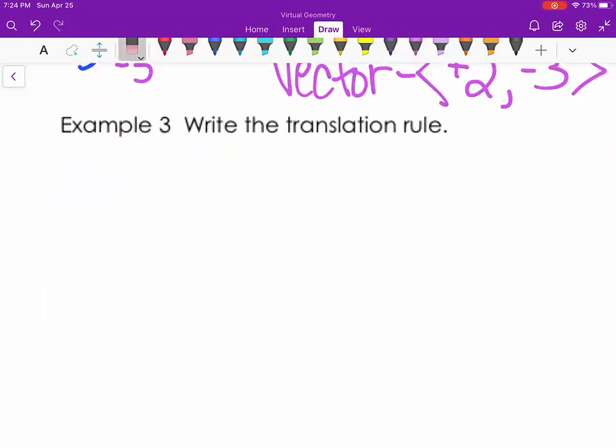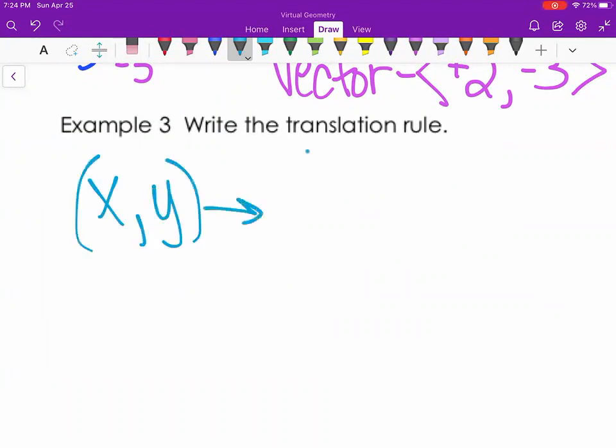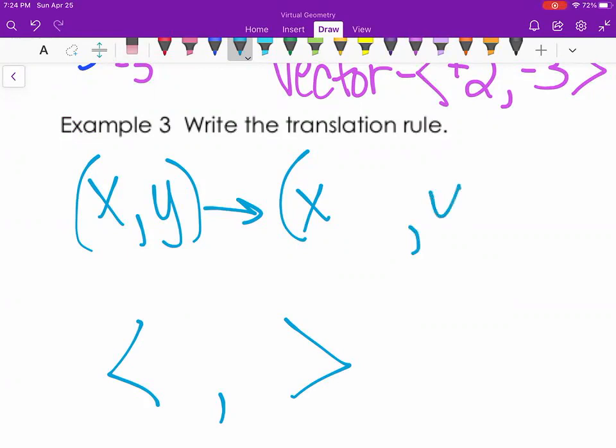Example 3, write the translation rule. So let's get it set up so that we can write this rule out. So our starting point, x, y, translated to become. We're going to either add or subtract something to this x. And then let's also get your vector rule ready. So we're ready. We just need how much are we adding or subtracting to finish this rule off.